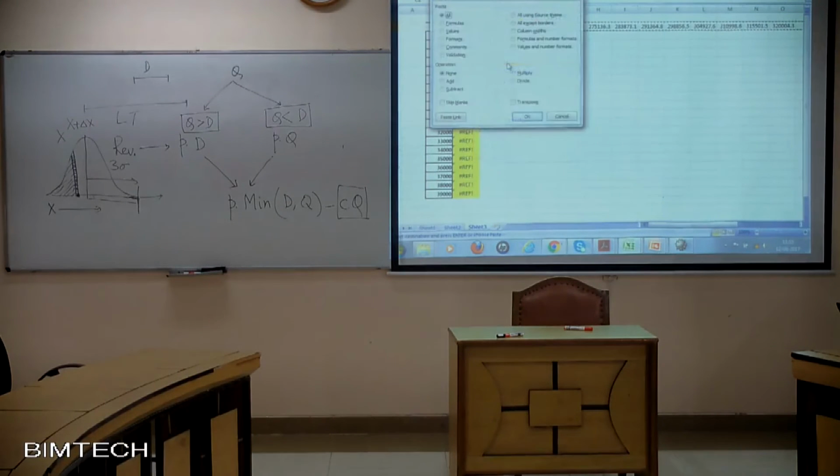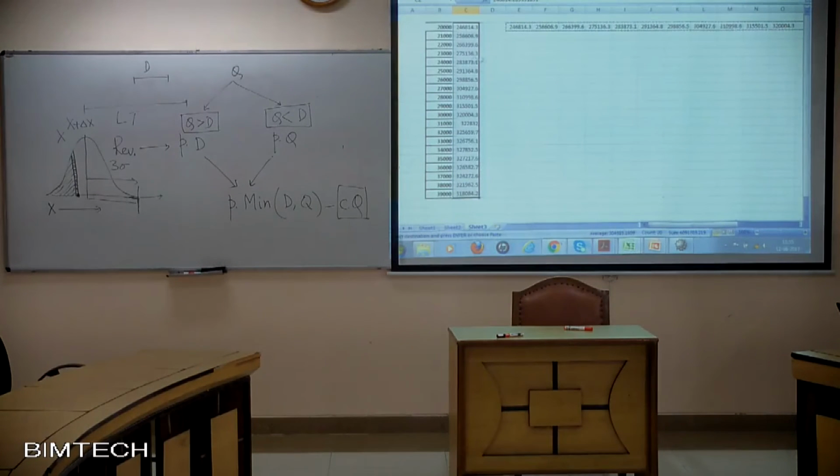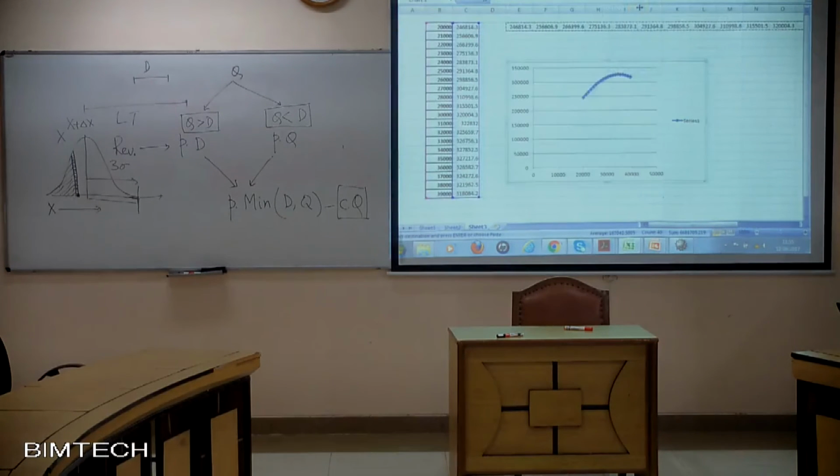Paste special, transpose. Yeah, so this is what I want, and then I select these two. So I have order quantity and the respective expected profits, and once again we choose our graph. So let me get rid of this legend. So there you are.